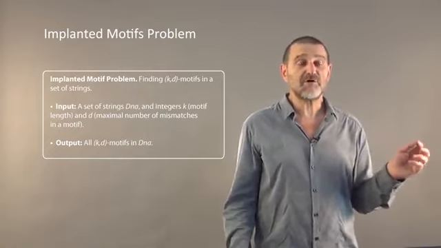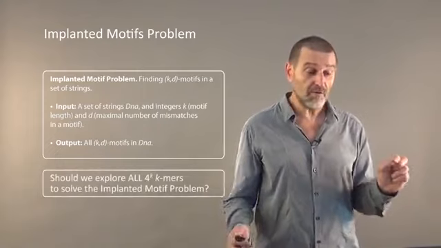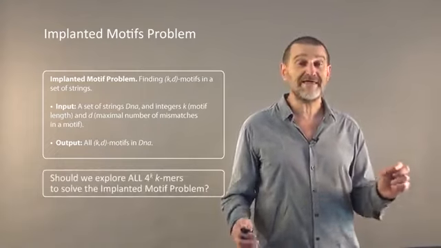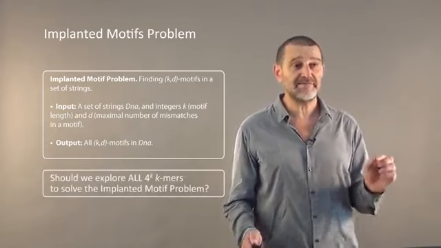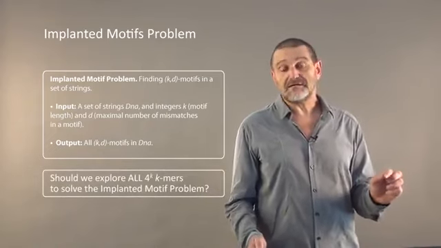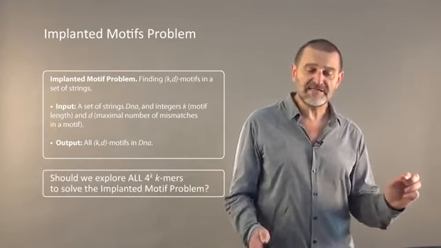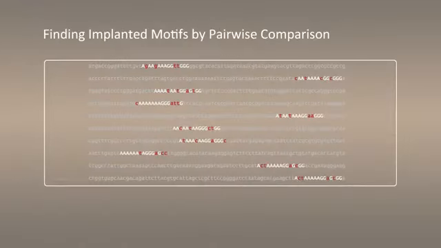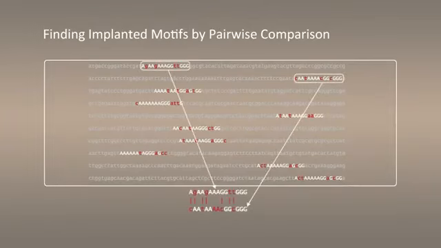Now, how should we solve this problem? Should we possibly explore all possible 4 to the power k k-mers and see which of them represent (k,d)-motifs? That will take time. That's why let's try something else. Let's see whether pairwise comparison, comparing sequences to each other, would help. Think about this. Each sequence is random. The only non-randomness in these sequences is the implanted motifs. And that's why they probably exhibit larger similarity than other regions of random sequences.